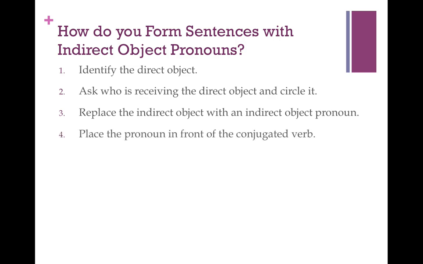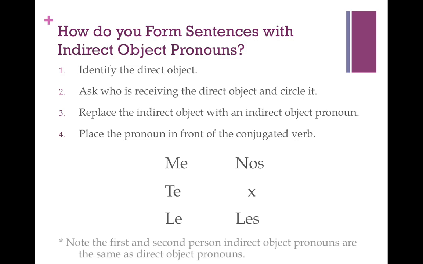Okay? And then that pronoun is going to go in front of the conjugated verb, just like we do with direct objects. So whatever we underline, you just stick it in front of that. And here are your pronouns. It's me, te, le, nos, and les. And yes, those first person and second person, the me, te, and nos, are just like the direct objects, I know. Maybe just so you don't get confused, they're the same.